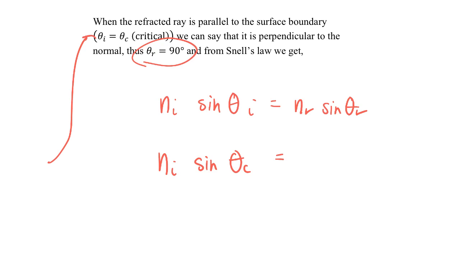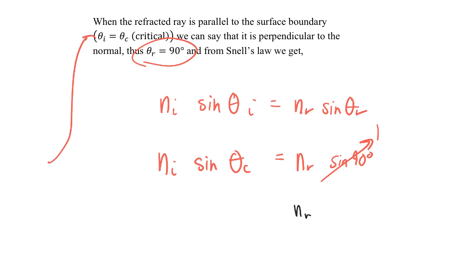When theta r is 90 degrees, what's the sine of 90 degrees? Peter? It's 1. So we can put sine of 90 there, which just becomes 1. So it doesn't affect the answer. And my goal here is to determine a formula for the critical angle. How can I get critical angle by itself? How can I get theta c by itself? Tell me what I should do next.